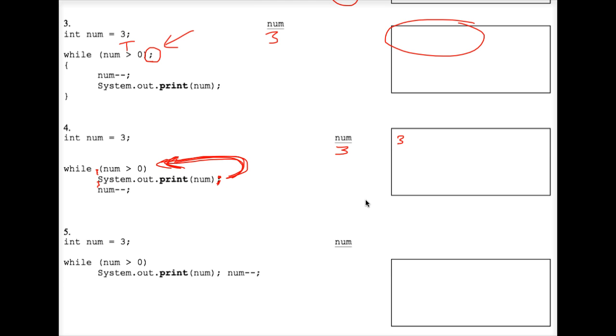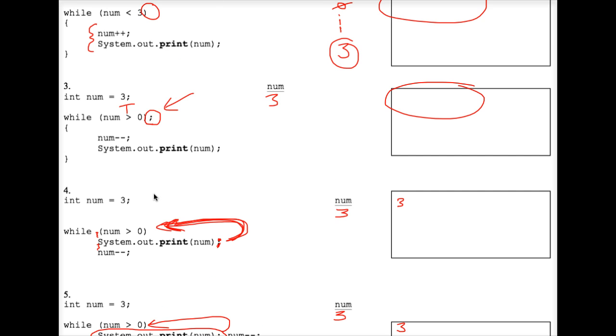And number 5, more shadiness, more sloppiness is what it is. Again, because there are no curly braces, only the next statement is considered to be in the body of the while loop. So num starts at 3, and it is greater than 0, so it does print a 3 to start with. It then loops back up, and we never get to this num-- until we're finished with the while loop. I'll let you finish that.